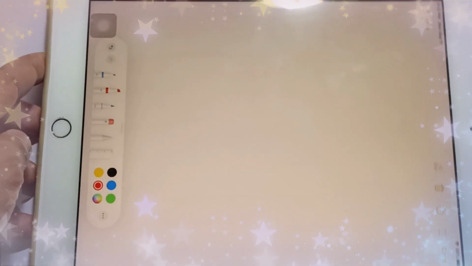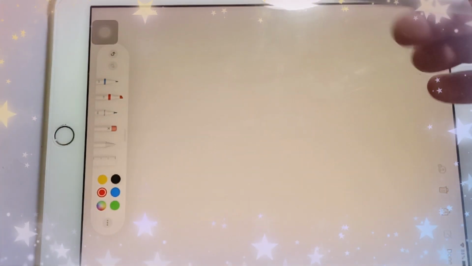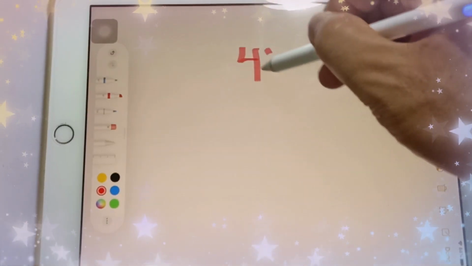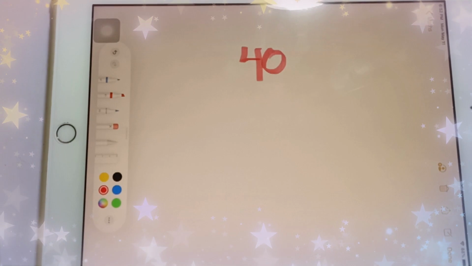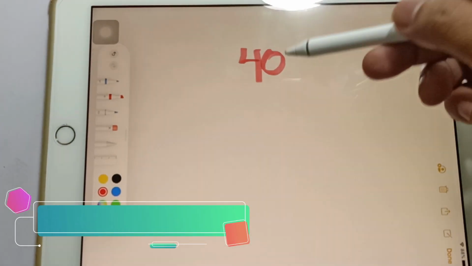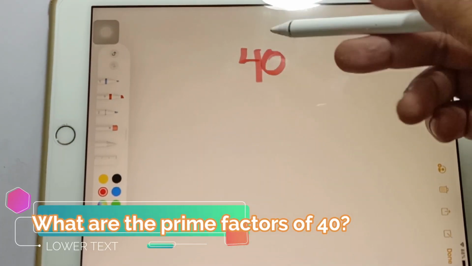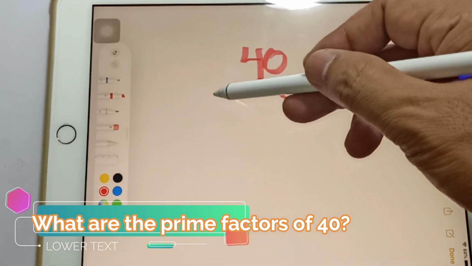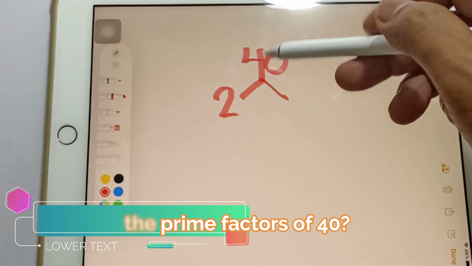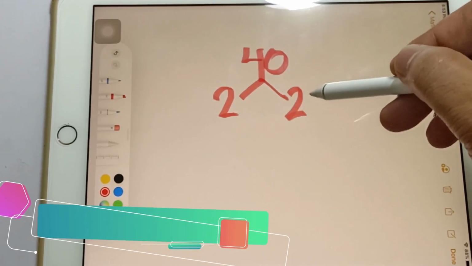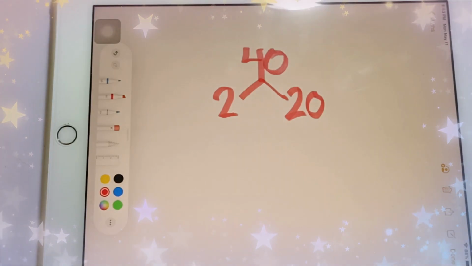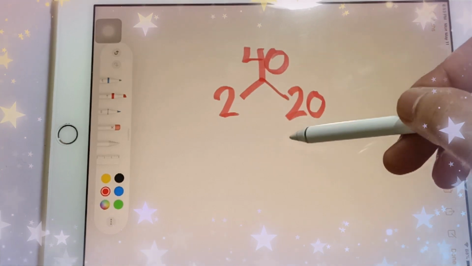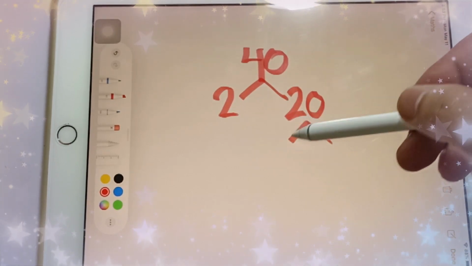Okay, another example. Let's say 40. What are the prime factors of 40? Let us divide 40 by the first prime number, which is 2. So 2 times a number is 40, so that is 20. And then 20 is divisible by 2 again. So make a factor tree.